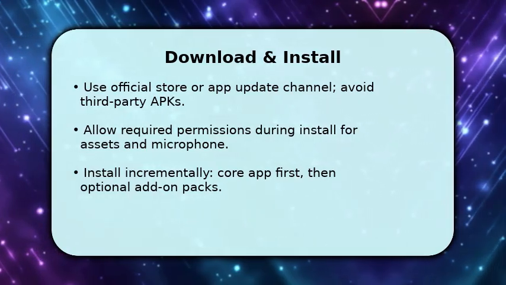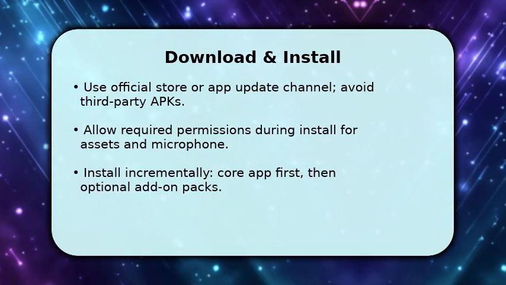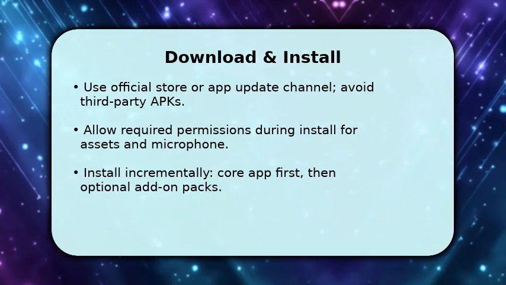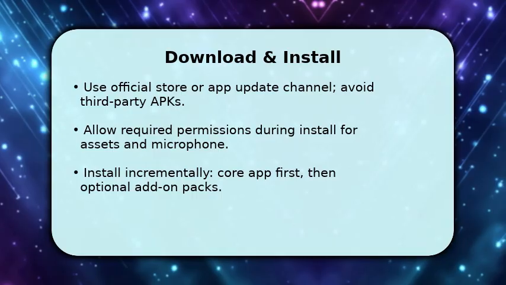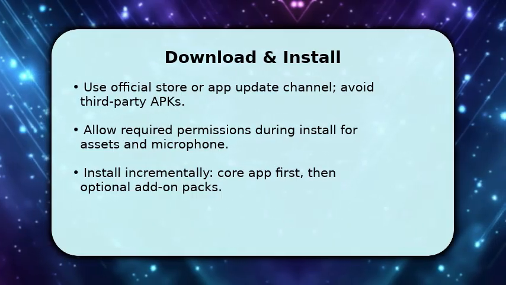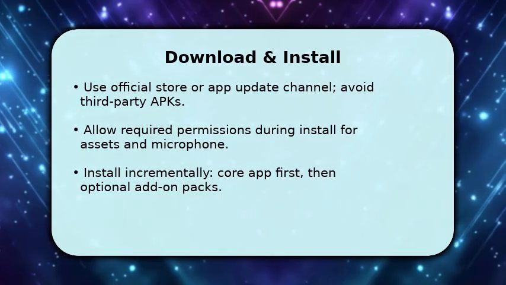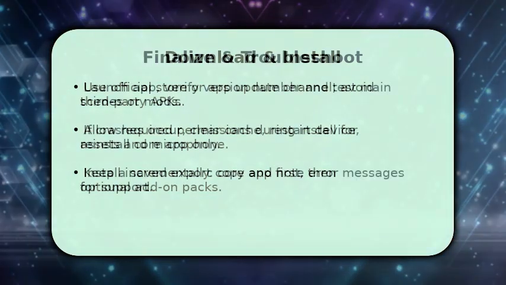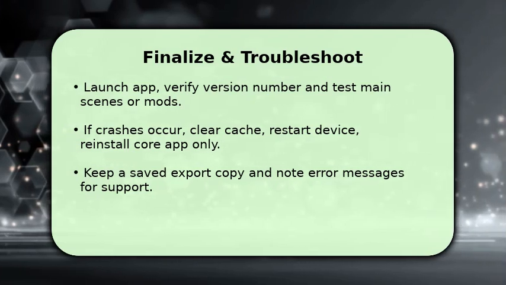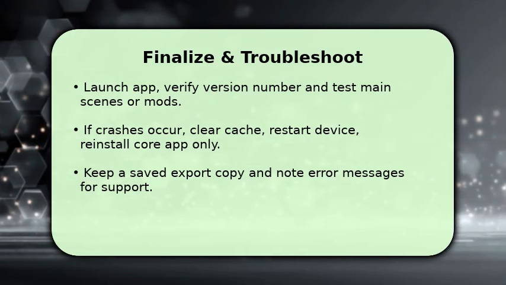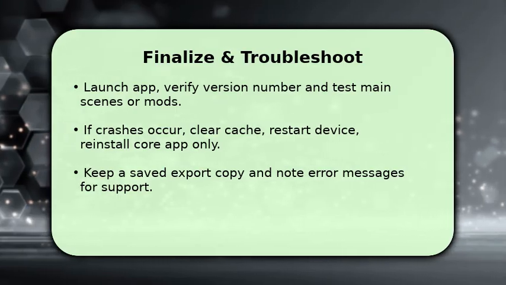Once the core app is updated, install any optional add-on packs or asset bundles one at a time to catch errors early. Doing it incrementally helps isolate issues and keeps the app stable while new features integrate. You finish by launching Melon Playground, checking the version number, and testing key scenes and any mods to confirm functionality.